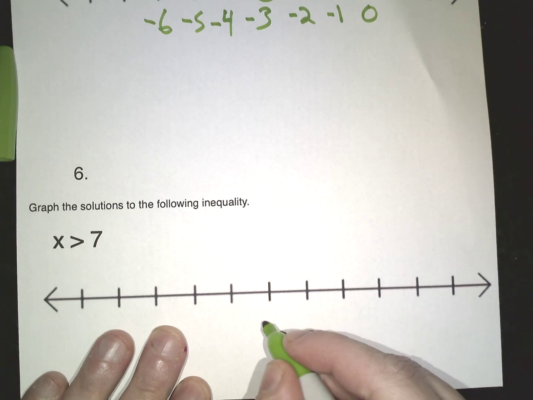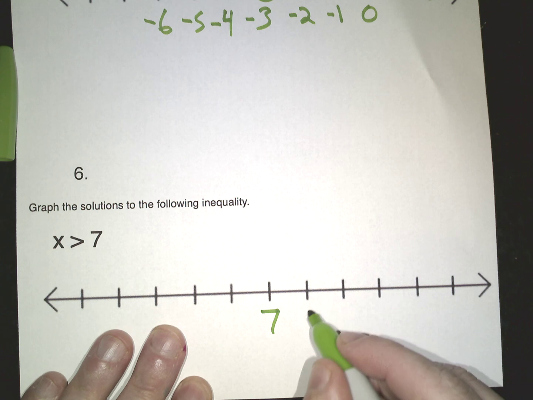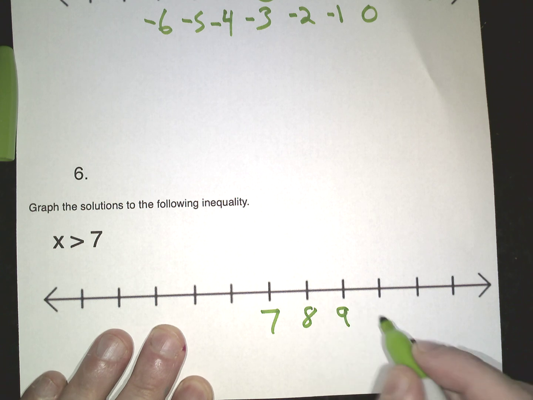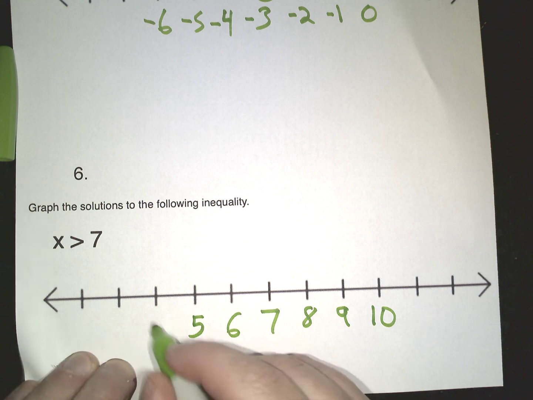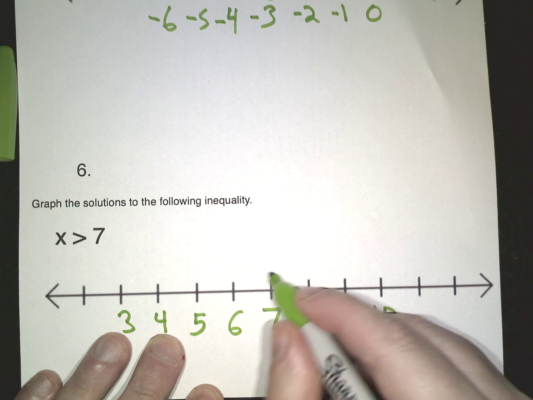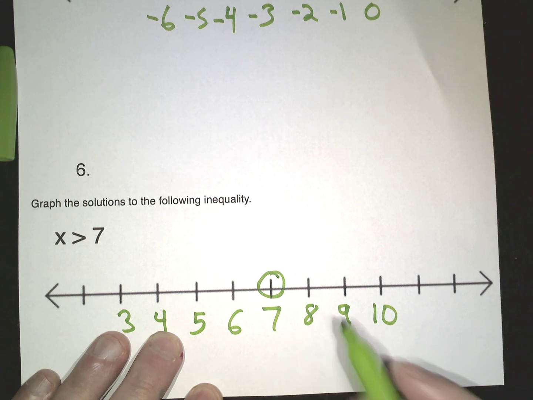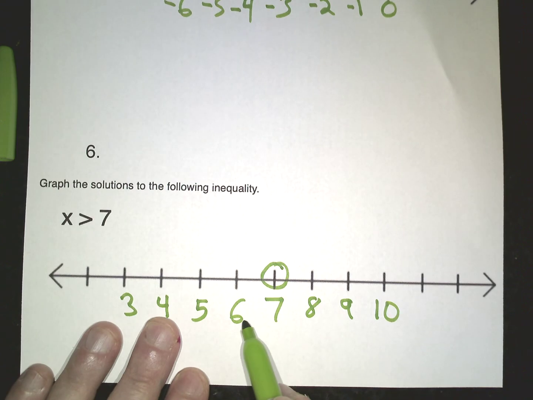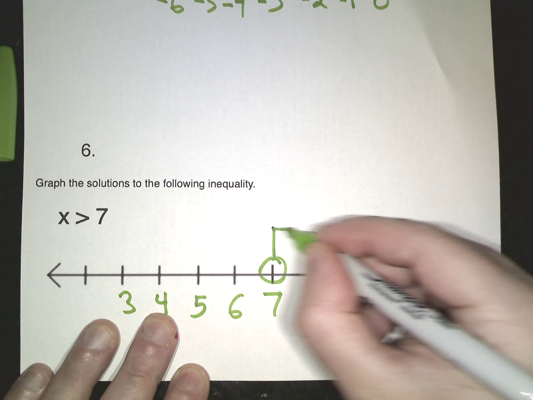6, same idea. I'm not going to go crazy with putting in all the numbers. I'll put 7 in the middle. I'll go a few this way, so 7, 8, 9, 10. I'll go through this way, 6, 5, 4, 3. The number I'm looking at is 7, and it's greater than. So what numbers are greater than 7? Not 6. 6 is less than 7. 8 is. So I'm going in that direction.